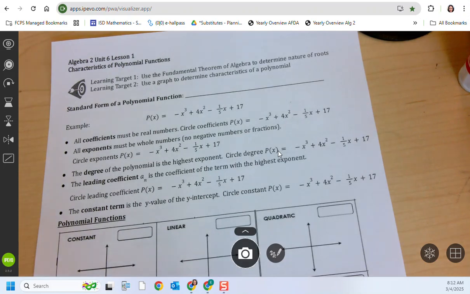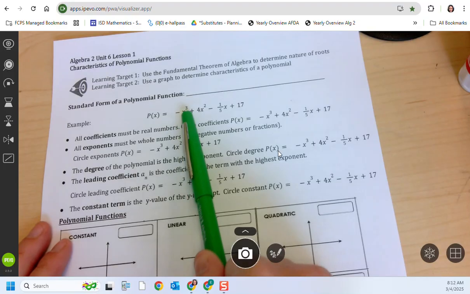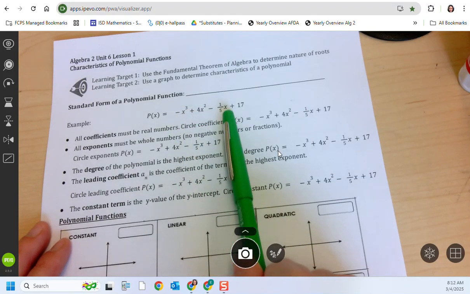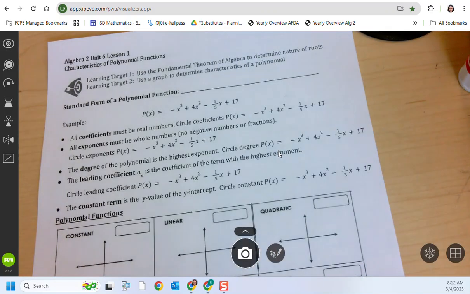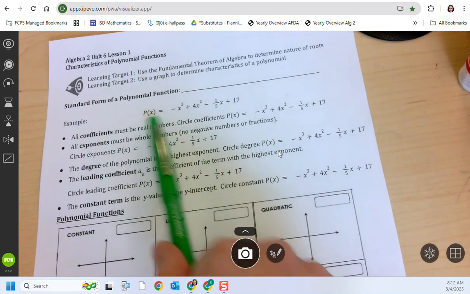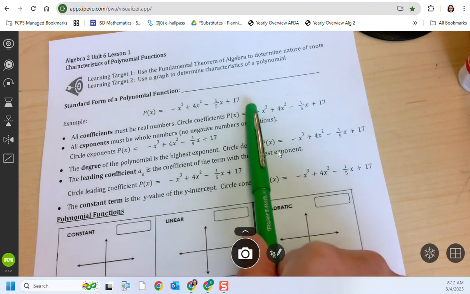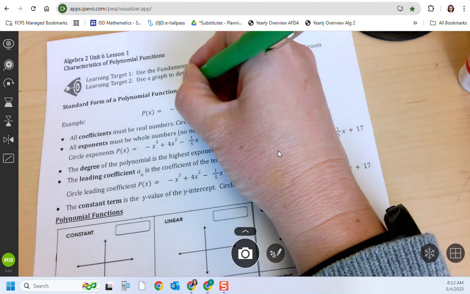Okay. Characteristics of polynomial functions. So the standard form of a polynomial function is the same as when we did standard form of a quadratic, where you write the terms from the biggest exponent down to the smallest. You can kind of see an example here. See the biggest exponent, then the next biggest, and then this one is really an exponent of 1. And the 17 is called the constant term. It's also 3x to the 0, because remember x to the 0 is just 1. So these are all written in order from the largest exponent down to the smallest. This is how you write it generally.